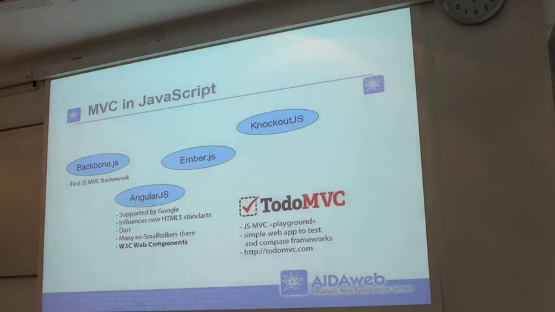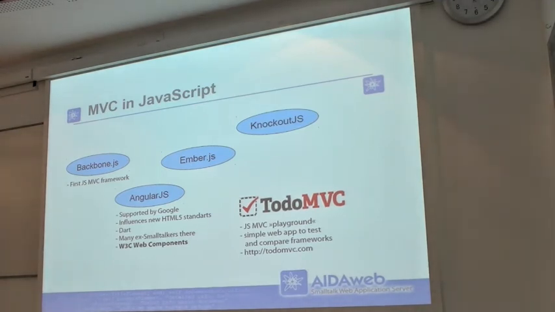Okay, in JavaScript, Backbone was actually the first one. Then we have Knockout, Ember, Angular and so on. Those are probably the most important JavaScript frameworks right now.